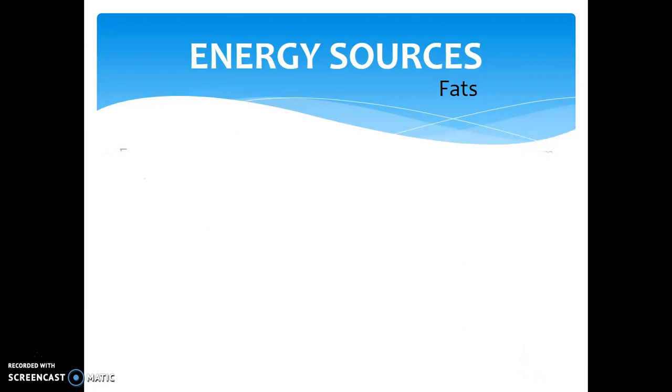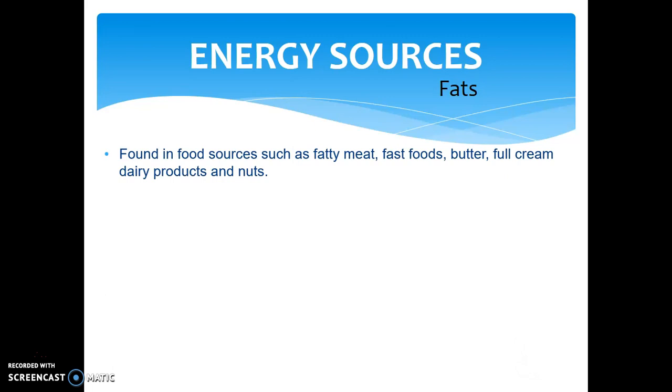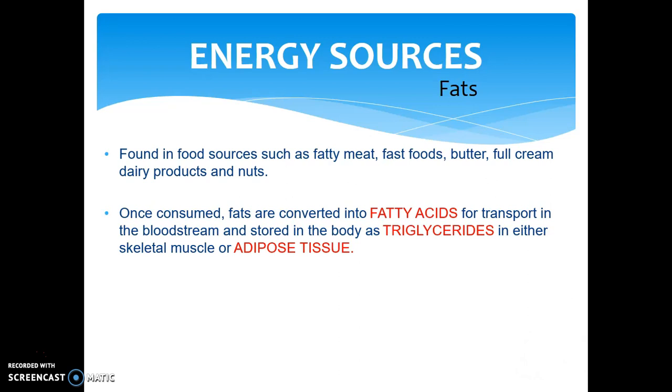Fats is the next energy source we're going to look at. So fats are found primarily in foods such as fatty meats, fast foods, butter, cream, dairy products and nuts, things like avocados as well. So once consumed, fats are converted into fatty acids. So similarly to carbohydrates being converted into glucose, fats are converted into fatty acids for transport in the bloodstream. Likewise with the glucose, fatty acids, if they're not used for energy production straight away, are stored in the body as triglycerides. Now these are either stored in the skeletal muscles or in the adipose tissue itself. So they're the secondary source of energy within the body, and I'm going to talk about why they're the secondary source of energy a little bit later on.